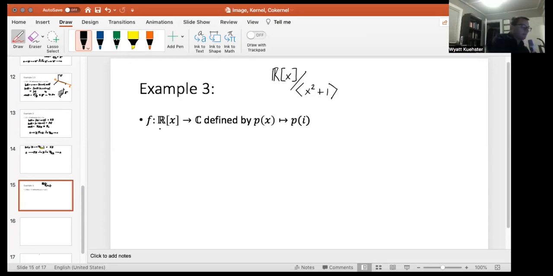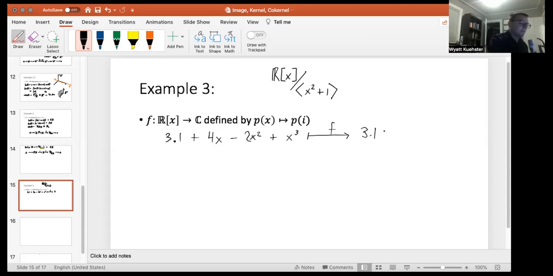So how does that work? If I have a real polynomial, maybe like 3.1 plus 4x, sorry, I'm jumping ahead, minus 2x squared, maybe plus x cubed, something like that. This map f is going to replace all of the x's with i's.